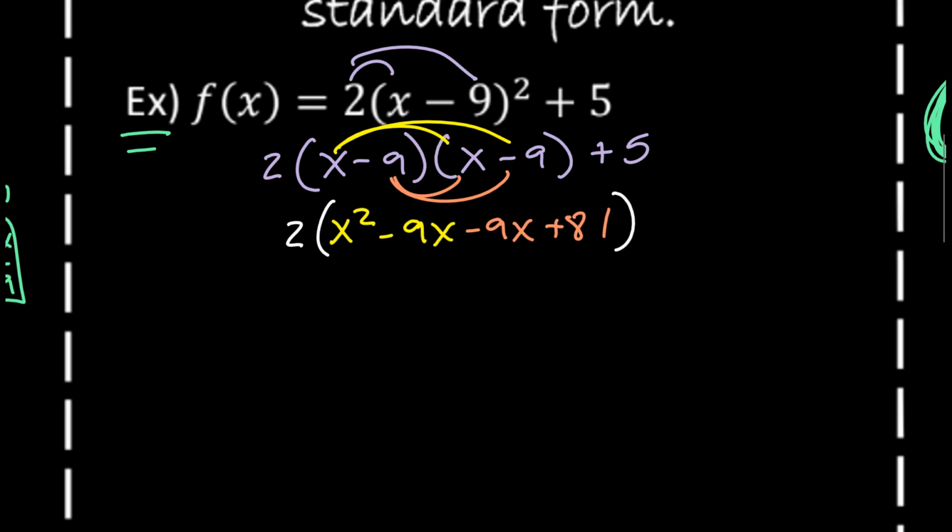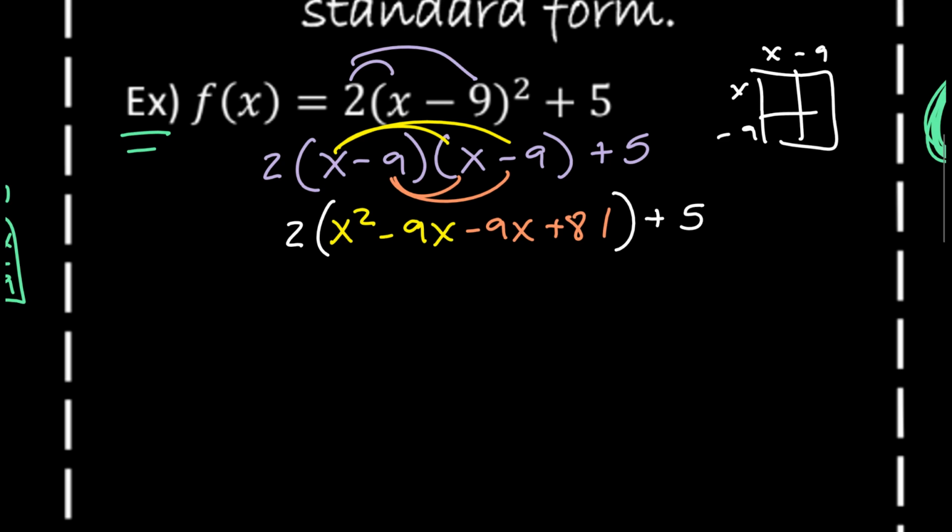Can we still do it with the box? Yes, of course. You can go ahead and do the box. Am I ever going to do the box? No, because I think that it's more work. But if you like it, you go ahead and do it. That's where you do x minus 9, and multiply.